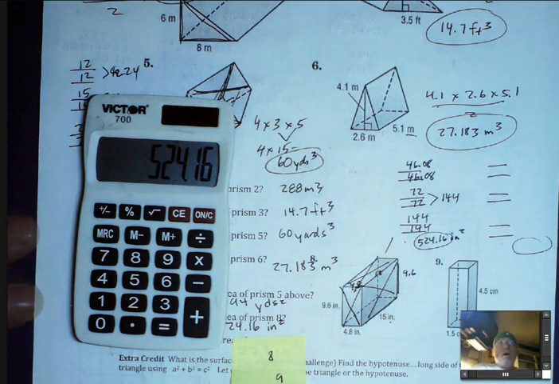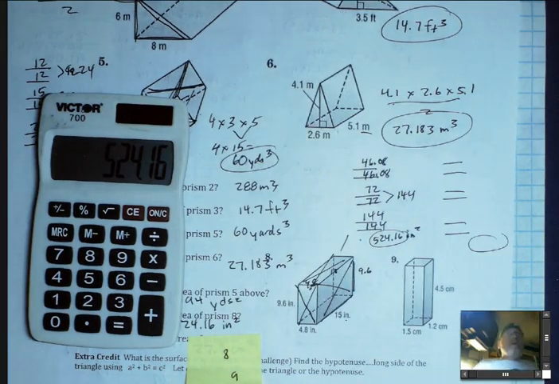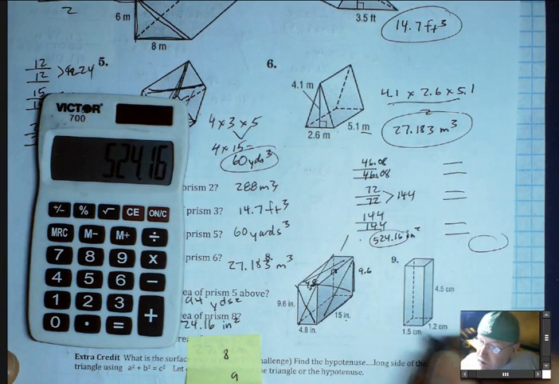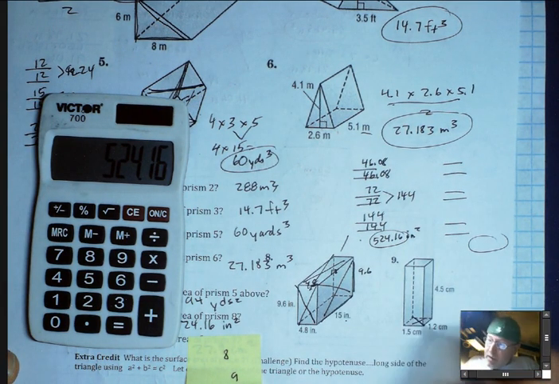All right, finally, we have to do this guy here. I'm just going to slide my paper over a tad to see that one there. I've got my 6 lines already drawn. Let's do the easy one first. This is the bottom piece, 1.5 times 1.2.